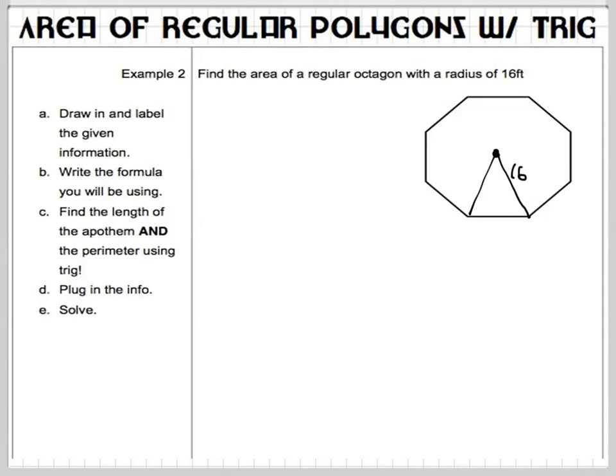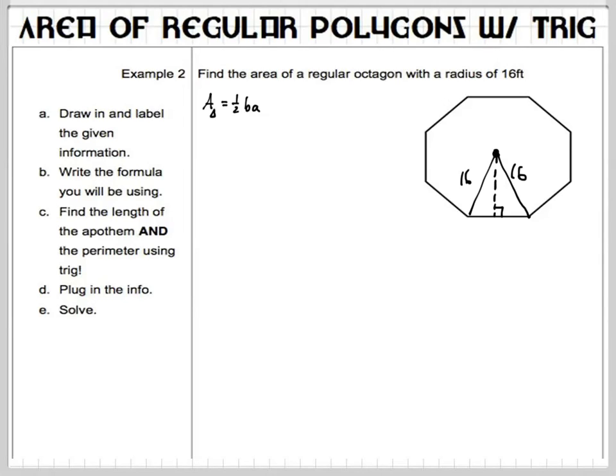So, our radius is 16, and we don't know what our apothem is. Because if I remember right, in order for us to find the area of this octagon, we need to find the area of the apothem triangle. Once we find the area of the apothem triangle, we just have to multiply it by 8 because there's 8 sides. And so let me write my formula out. The area of a triangle equals 1/2 base times height, but our height is the apothem. And so I'll write A instead. That's the area of our apothem triangle.